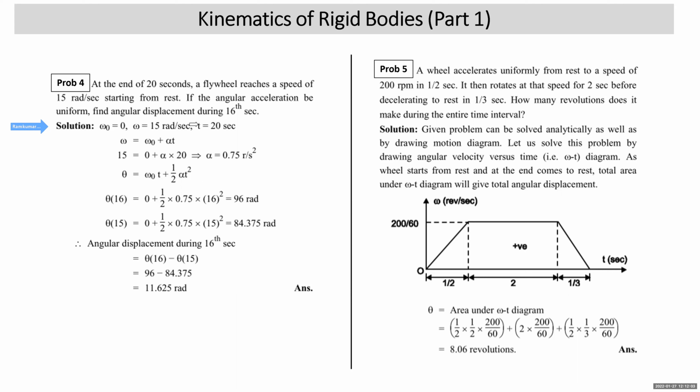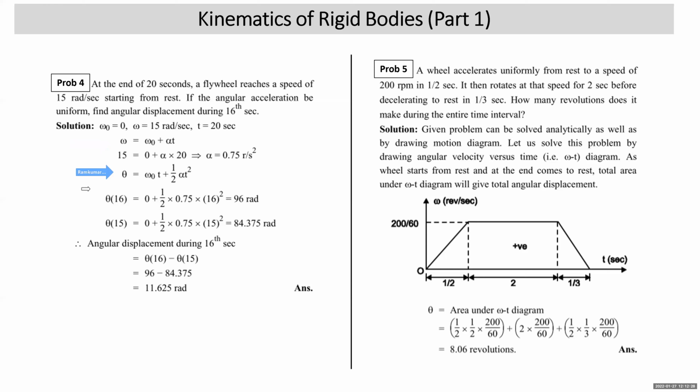So what will we do? We'll calculate the displacement during 16 seconds, then the displacement during 15 seconds, and we'll take the difference. That gets us the angular displacement during the 16th second. Now, let's use the equation where omega and t are under consideration. Omega is equal to omega naught plus alpha t. Omega is 15, omega naught is 0 plus alpha into 20, so alpha is 0.75 radian per second square.